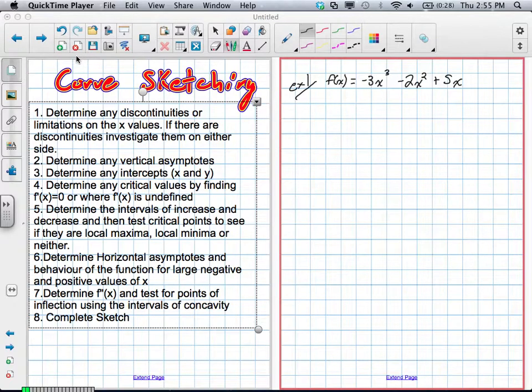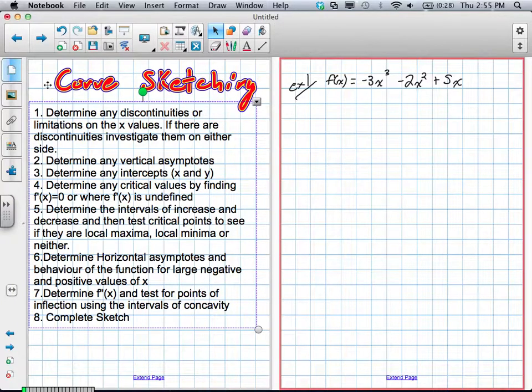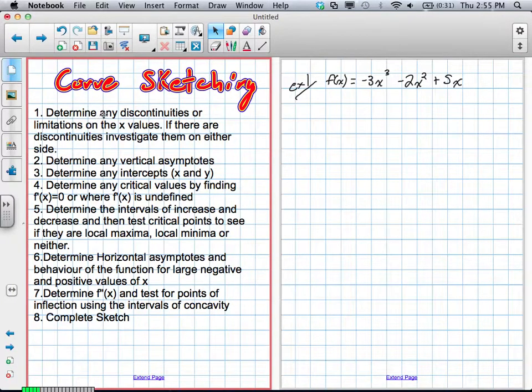All right, lesson 4.5 is curve sketching. On our first page here, the very first step is to determine any discontinuities or limitations on the x values. If there are any discontinuities, investigate them on either side. Determine the vertical asymptotes. That is a very similar step there in itself. Now, for discontinuities, we're usually looking at a rational function.